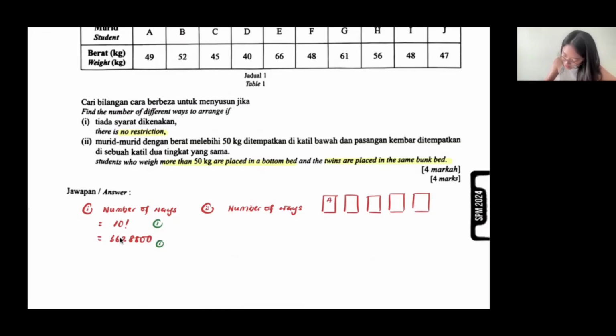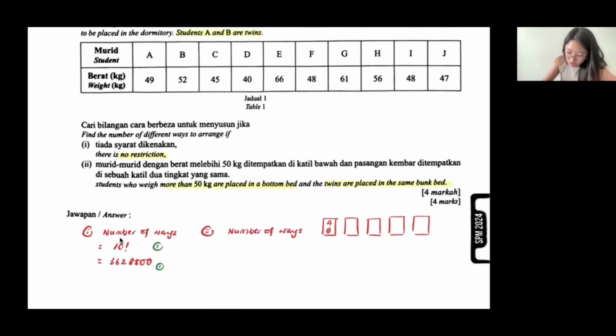A and B, they are twins, right? They are on the same bunk bed. So A can be on top or B can be on top, the other at the bottom. Then those more than 50 kg are placed at the bottom. So who is more than 50 kg? So B, 66, and then 61, 56. 4 of them. So meaning 1 person that is less than 50 kg will sleep at the bottom because you have 5 spaces over there.